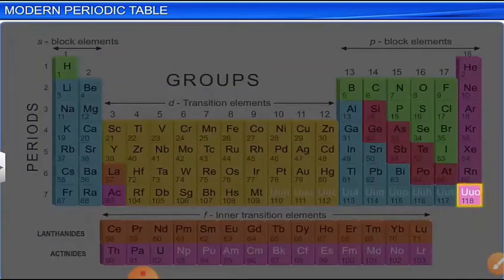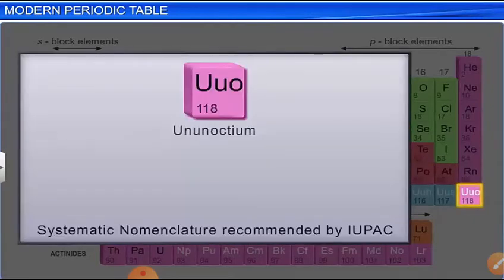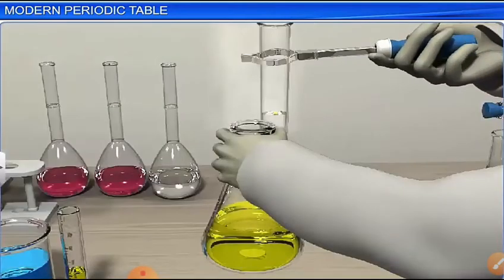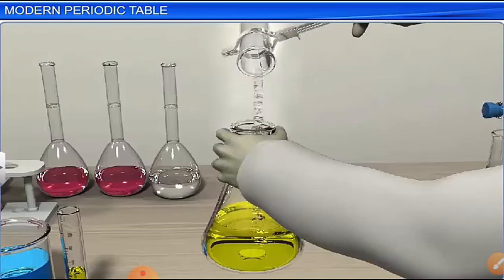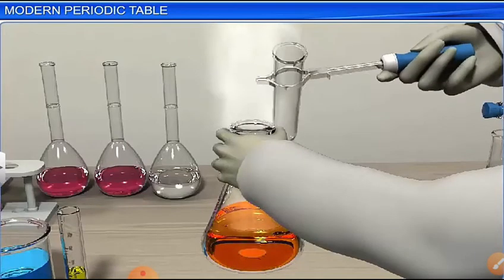For example, the 118th element is called Uuo. Now what does Uuo mean? One is un, another one is un, and 8 stands for oct. So ununoctium is the IUPAC name of the 118th element. The first letter is a capital U, the second is a small u, and the third letter is o. So the symbol is Uuo.